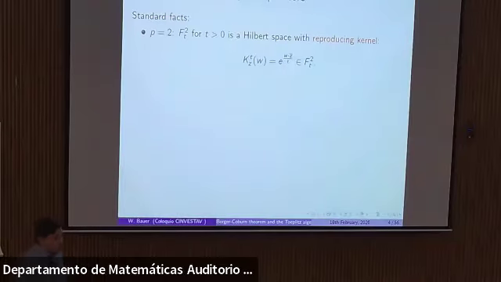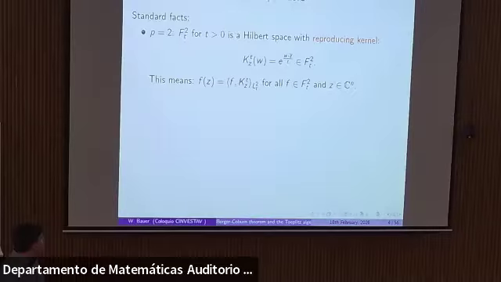So here are some standard facts about these spaces and the operators we may consider on these spaces. So these are the Toeplitz operators. What is very classical is that when p equals 2, we have a family of Hilbert spaces parameterized by t. And these are reproducing kernel Hilbert spaces. The reproducing kernel is very explicitly given by this Gaussian, where the t appears here in the denominator.